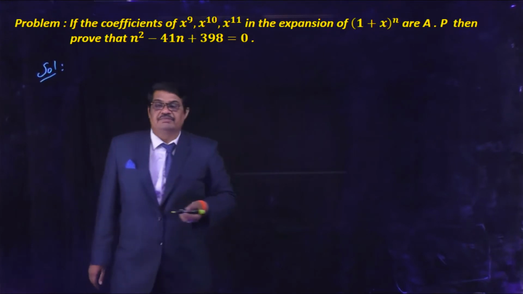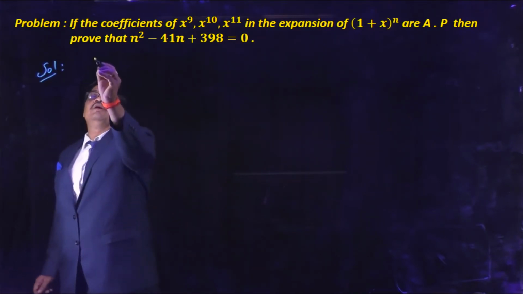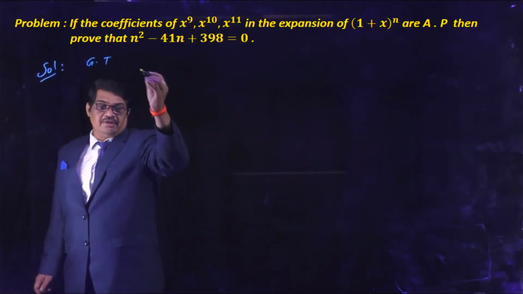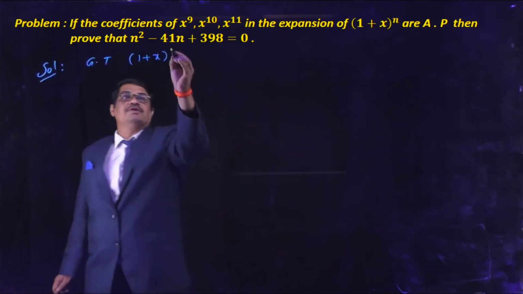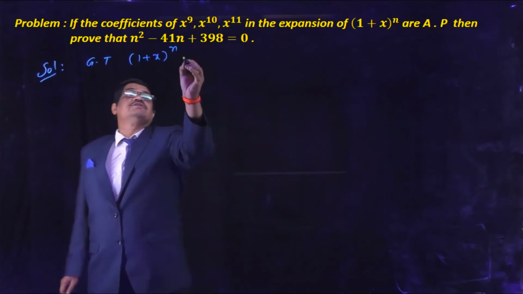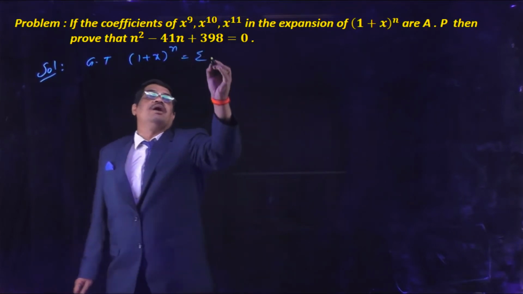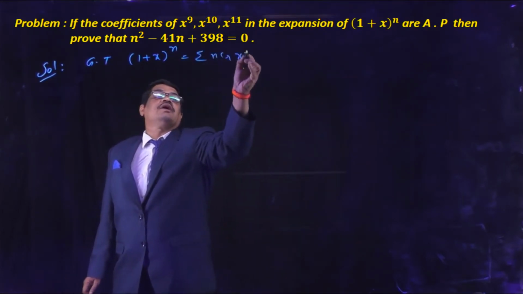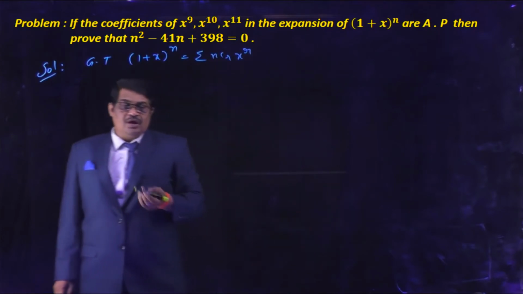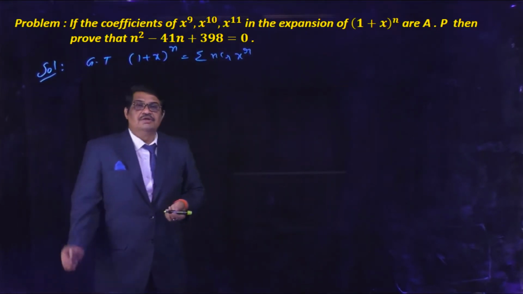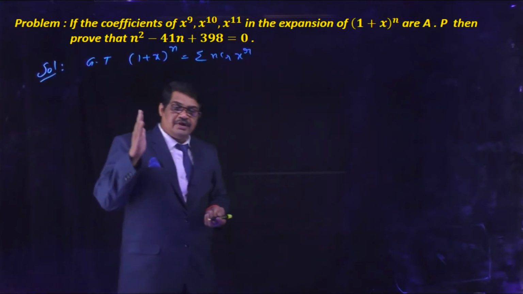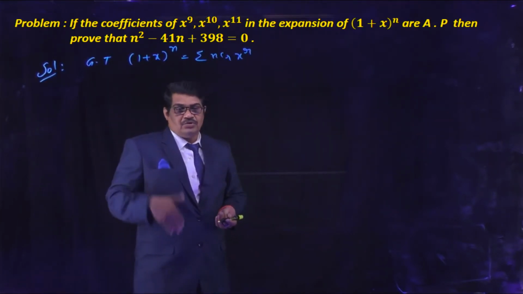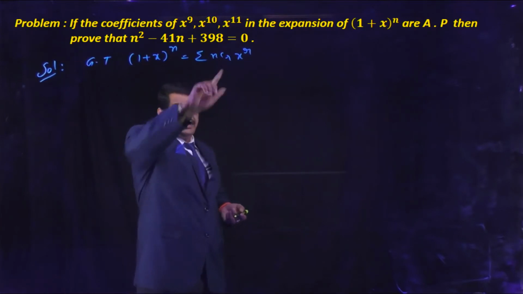What is the given expression? That is the standard binomial expression, (1 plus x) to the power of n. That can be written in sigma notation as the sum of nCr x to the power of r. Now we are given that the coefficients of x to the power of 9, x to the power of 10, x to the power of 11 are the coefficients we are writing in this expansion.